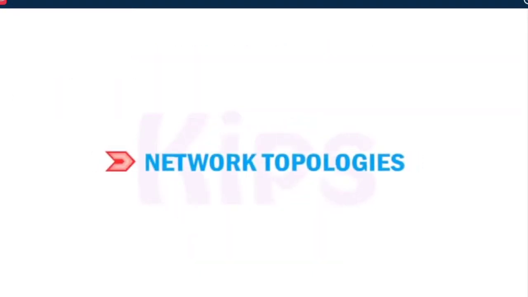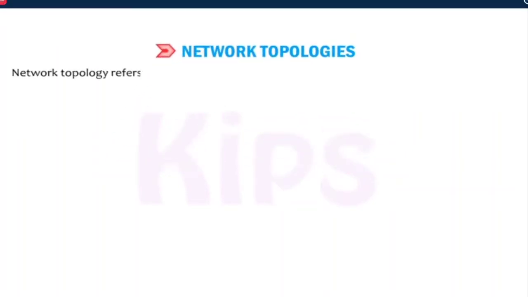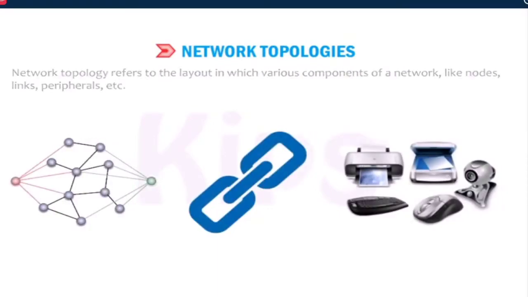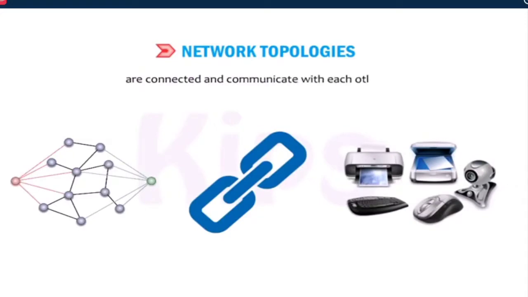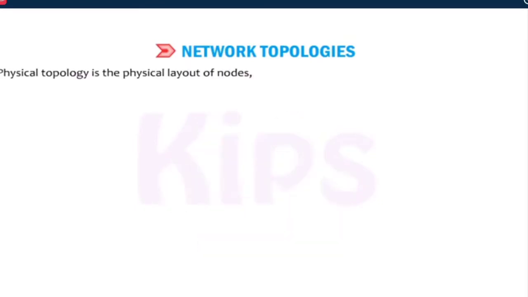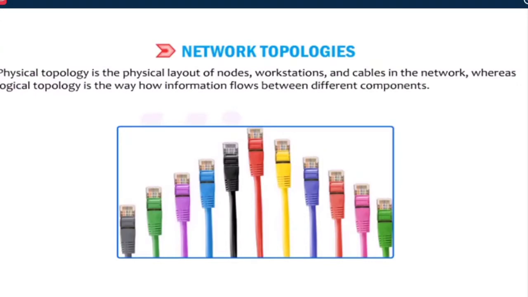Students, let's discuss network topologies. Network topology refers to the layout in which various components of a network like nodes, links, peripherals, etc. are connected and communicate with each other. Topology can either be physical or logical. Physical topology is the physical layout of nodes, workstations and cables in the network, whereas logical topology is the way information flows between different components.